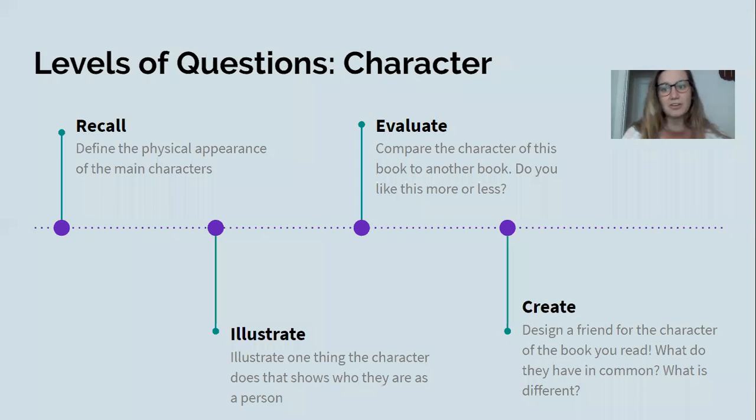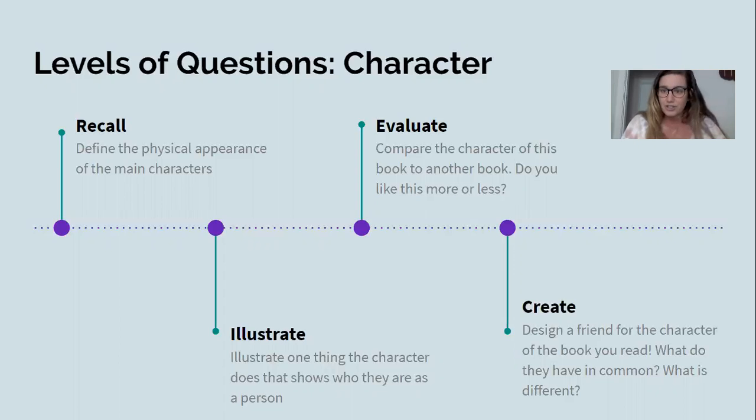Another ladder that we have is character. Again, we're going to start with recall, illustrate, evaluate, and create. So recall, define the physical appearance of the main characters. So what do they look like? That means that we have to either go back in the text or we have to remember. Illustrate, what's one thing that the character does that shows who they are as a person? So maybe you want to draw a picture of a troll who's talking and he's just so sad because he's trying to make some friends.